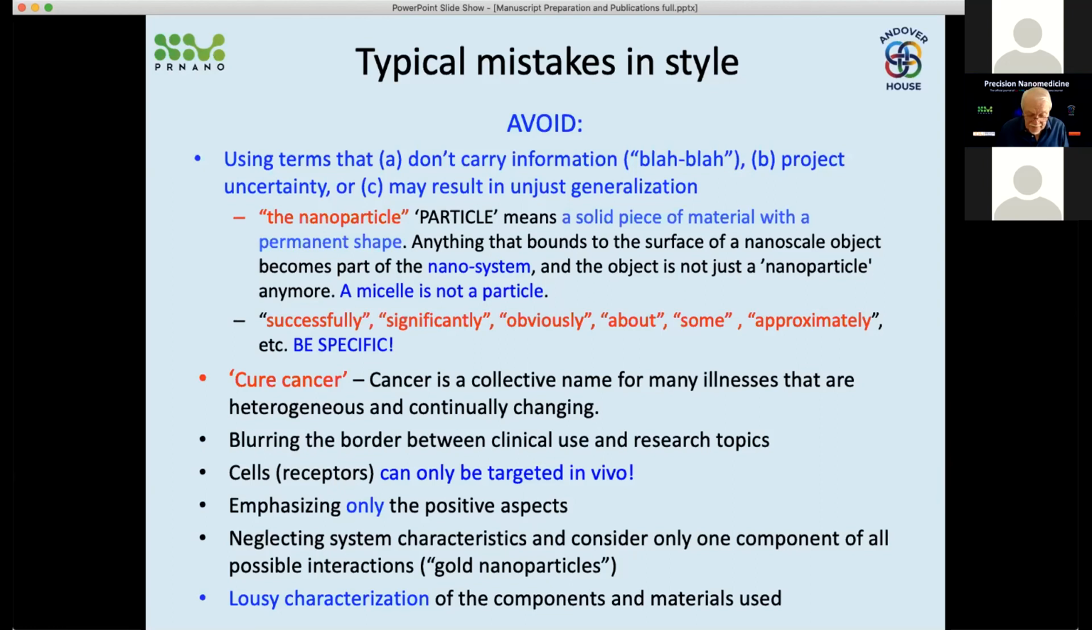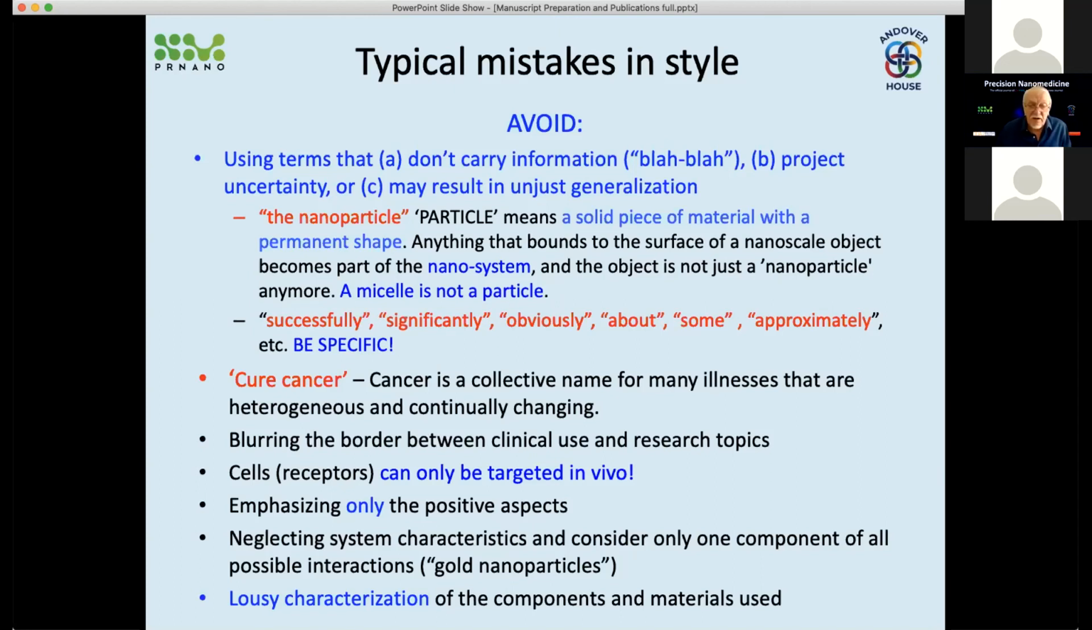After then, the next important things. In vitro experiments to show targeting. Targeting cells or cell receptors, more precisely, can only be done in vivo. In vitro is binding. Emphasizing only the positive aspects. So nothing is perfect. Give me the limitations of your method.